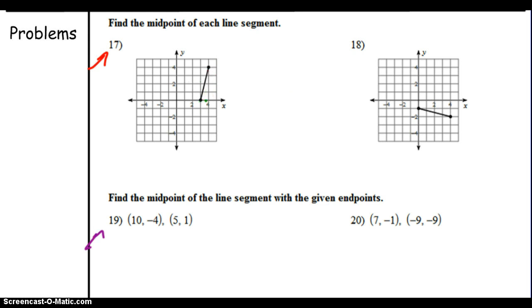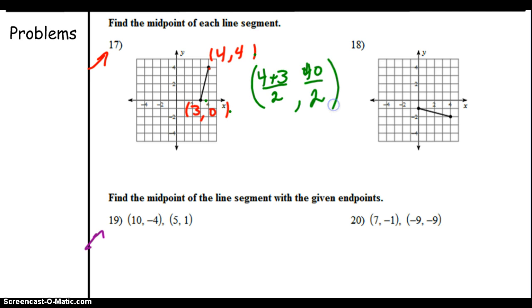Now, if you don't want to do half the rise and half the run, you could use the midpoint formula by finding the coordinates of these 2 points, adding the x's, adding the y's, dividing by 2. So let's see, the coordinate of this first point is going to be 3, 0. The coordinate of the second point is going to be 4, 4. And so my midpoint formula tells me to take the x's, 4 plus 3, add them together, and divide by 2. Add those y's together, 4 and 0, and divide by 2.